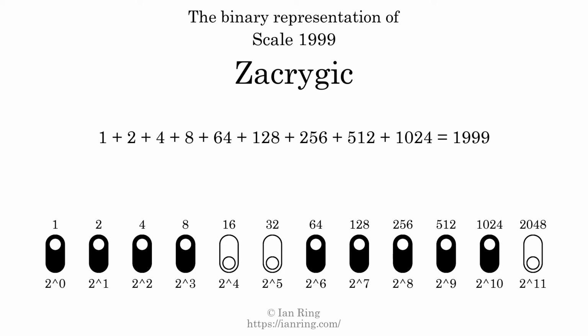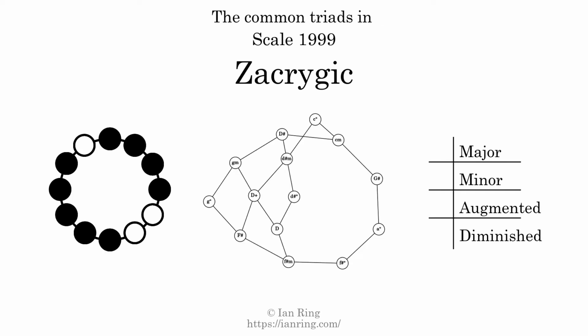1999. The scale number not only enumerates the scale with a unique index, but it also literally describes the tonal content of the scale. Represented as a binary number in base 2, the scale number is 0111110011111. Here are the common triads present in this scale.